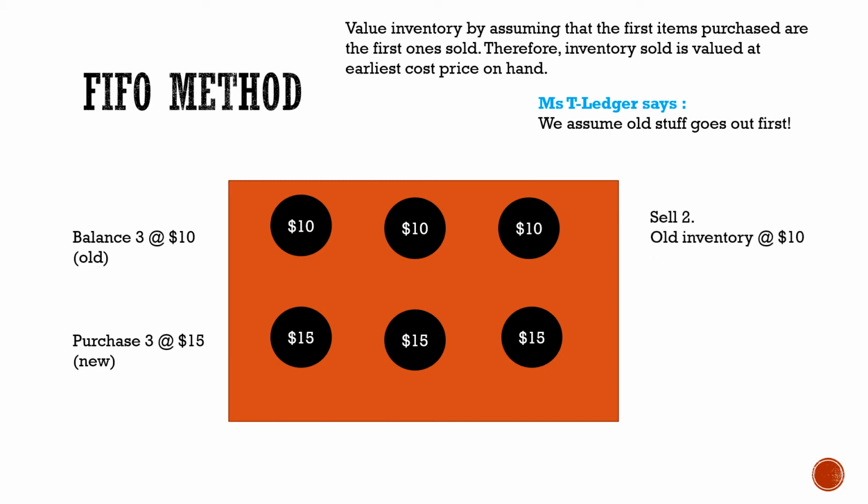Assuming we sold 2 units to a customer. Now it doesn't matter which 2 units the customer has picked out. What we are doing here with the FIFO method is to assume that the 2 units that the customer purchased were from the old inventory, which had a cost price of $10 per unit.